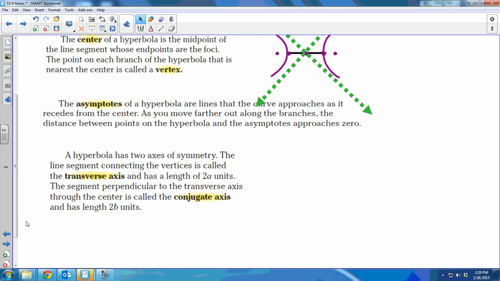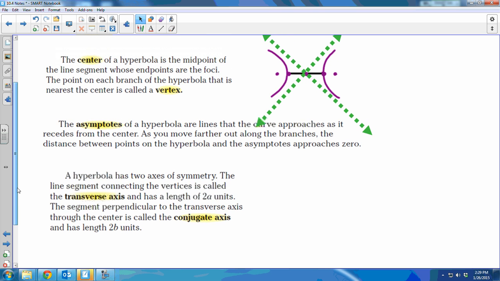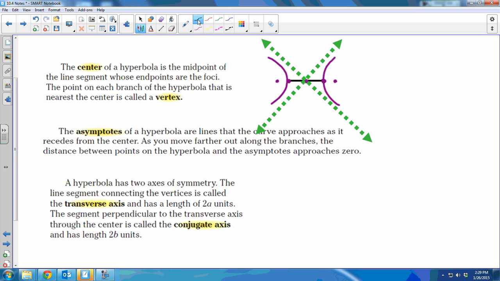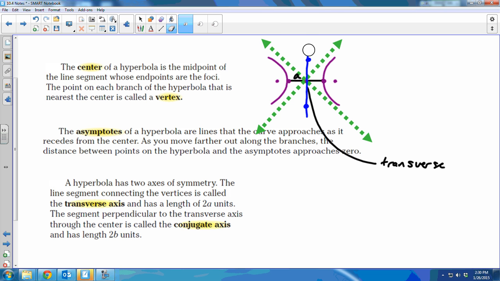And then our hyperbola has two axes of symmetry. The line called the transverse axis. And so from the center to one vertex is going to be a. And we also have a conjugate axis. And so from the center to one of the points on the conjugate axis is just b. Okay? Similar things to ellipses, but not the exact same.